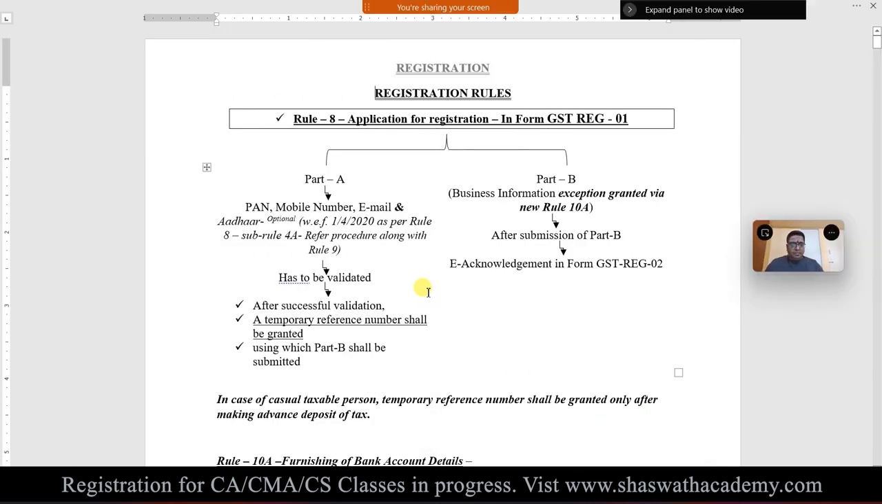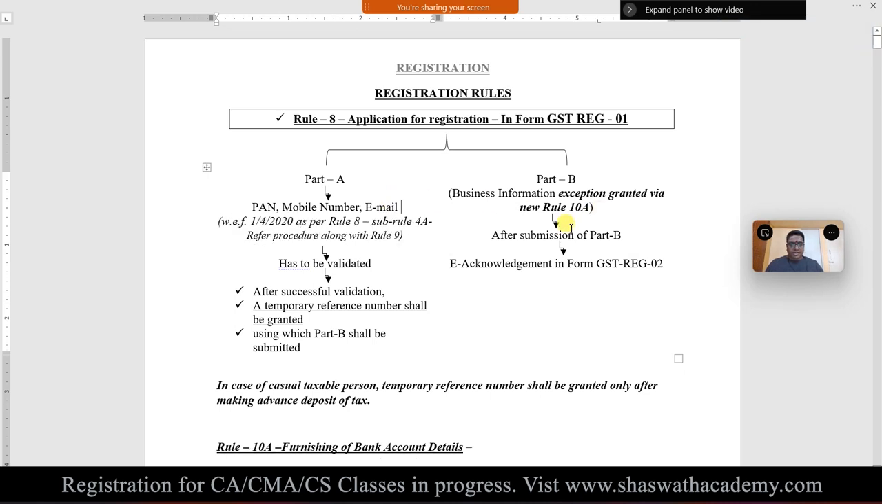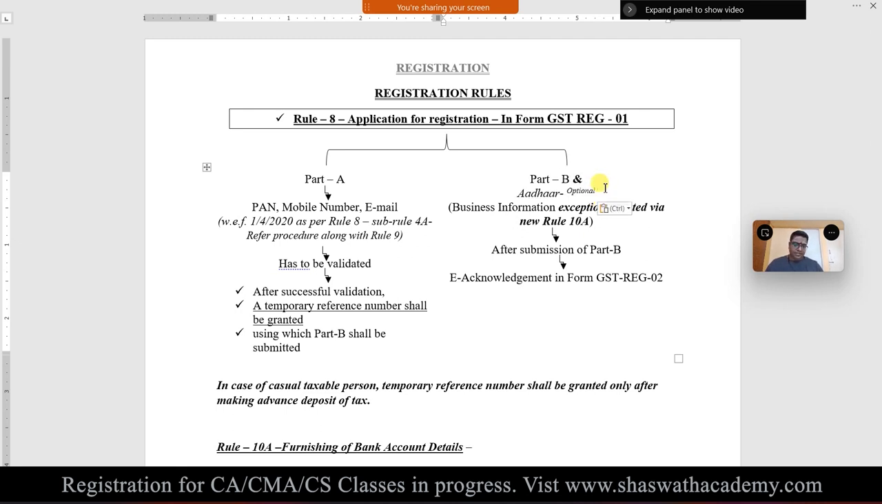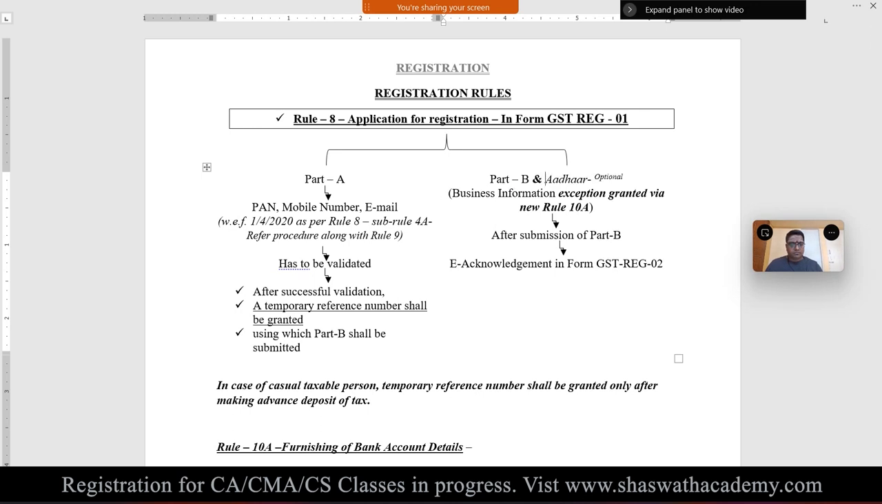See, while making the application itself, Aadhaar authentication has to be made. And my dear brothers and sisters, I should make a small correction here. It is not here. It is business information and Aadhaar authentication. I should say that way, because it is along with that way. And Aadhaar authentication, which is optional.